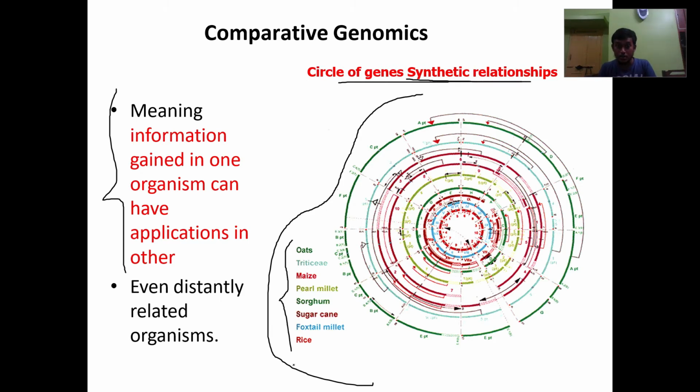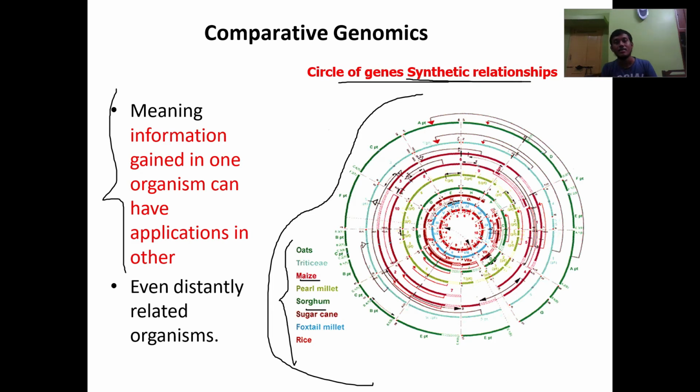You can see oats, triticale, maize, and different food items arranged in a circle, through the gene number and everything. They are created in the form of a genome, and through this they are trying to find the mutual relationships between these items, so that a function exhibited by one of the food items can be beneficial to the other as well.